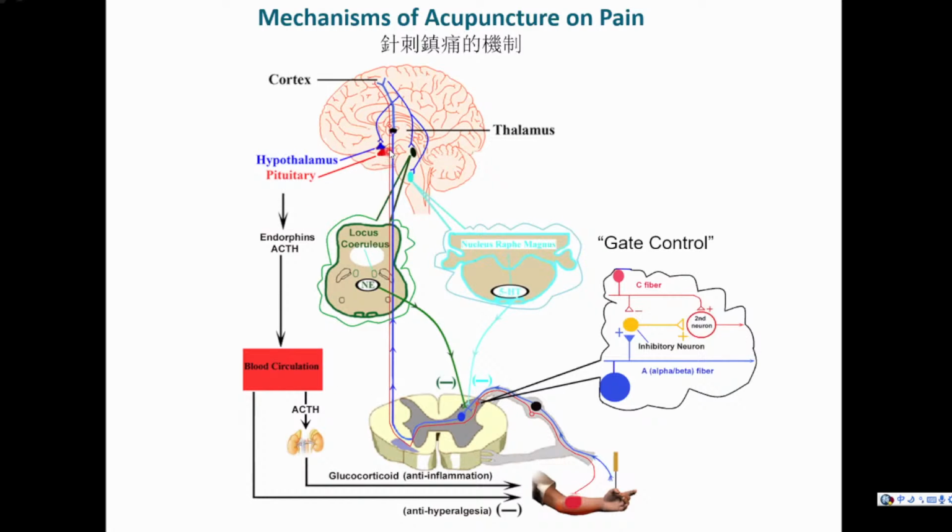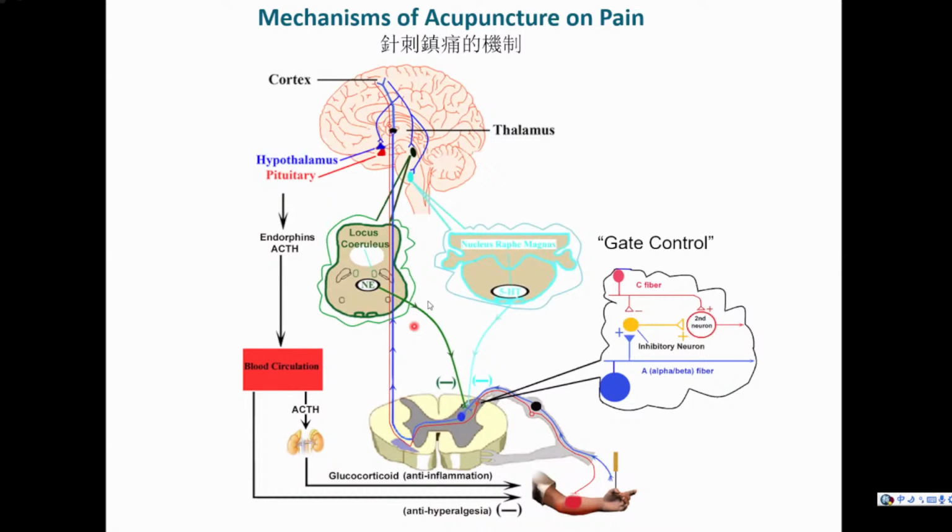So then they stimulate the hypothalamus, which stimulates the pituitary to release ACTH into the circulation. Then the circulation goes to the area above the kidney, the adrenal, and releases corticosteroids. So then it circulates to the painful or inflammation site. So that's why acupuncture can decrease the inflammation.